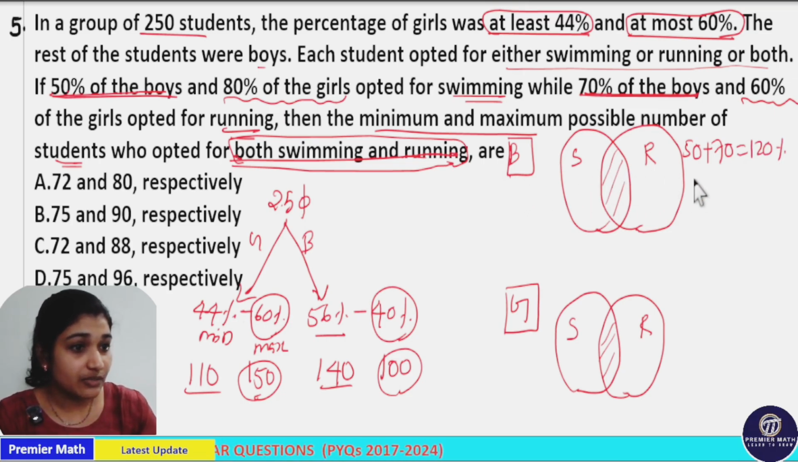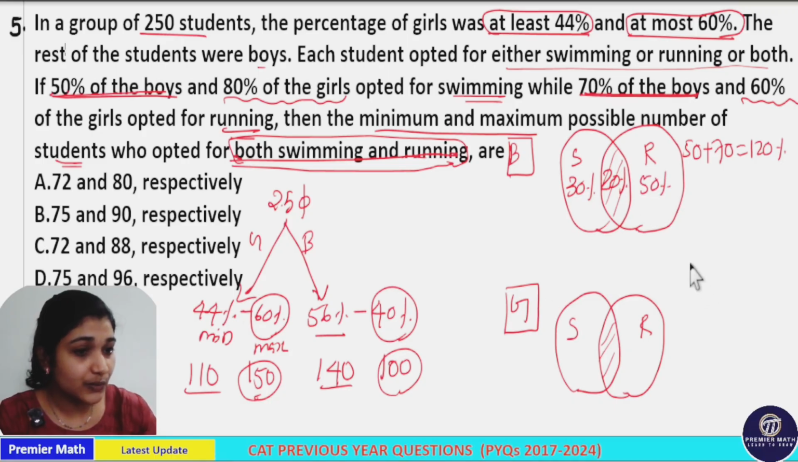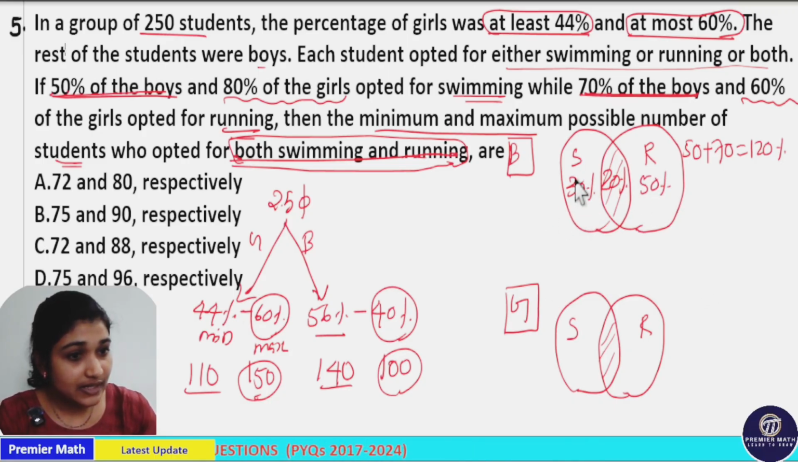Total boys is 100%. So this is 120% means this extra 20% represent both swimming and running. Now 50% opted for swimming means 30 plus 20 is 50%. 70% opted for running means 50 plus 20 is equal to 70. Now from boys, 30% opted for swimming alone, 20% opted for both swimming and running, 50% opted for running alone.